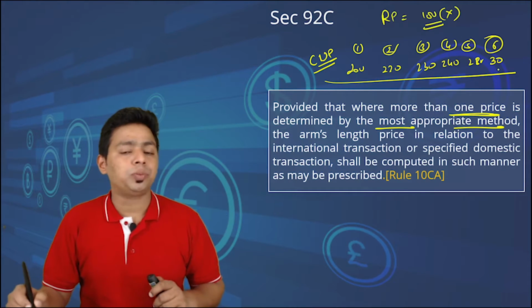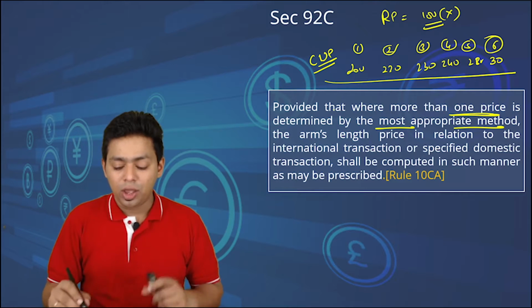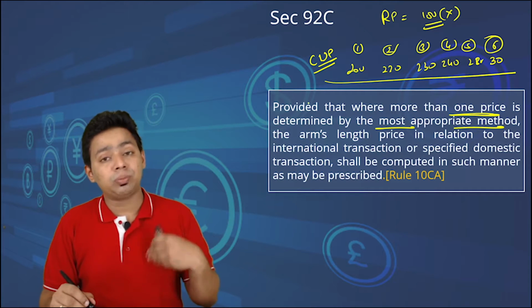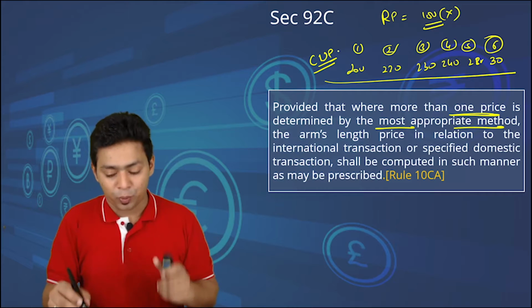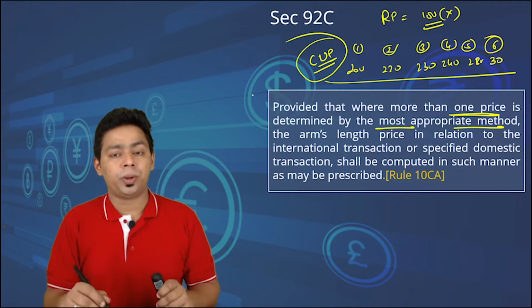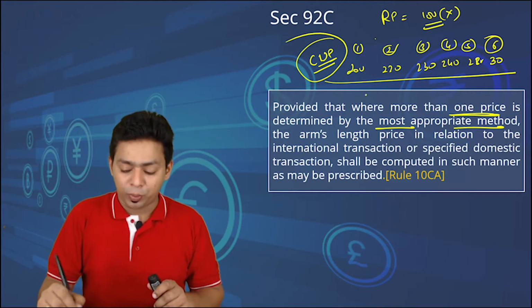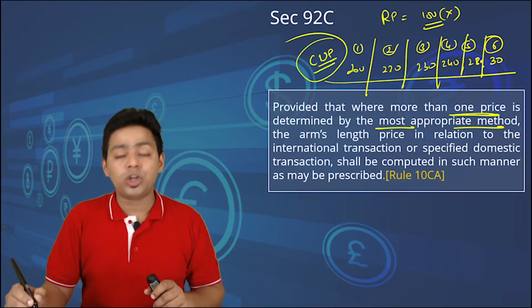Now 100 rupees is definitely not acceptable. Now we have to take one of these numbers. So which one number should you take? Obviously, when I told you if there are multiple methods, we have to follow the most appropriate. Sir, we have followed the most appropriate, and by following the most appropriate, we are getting a lot of data. Now what should I do?